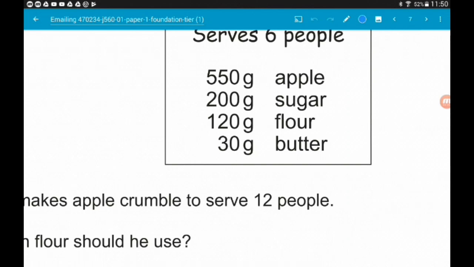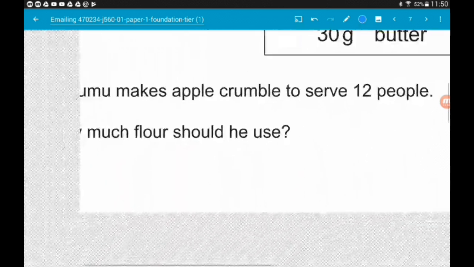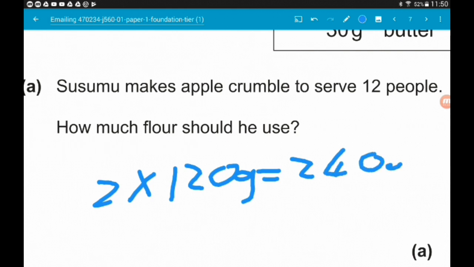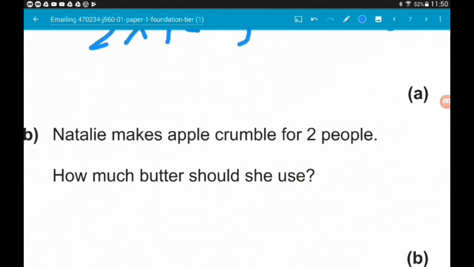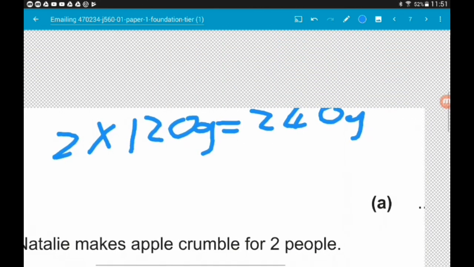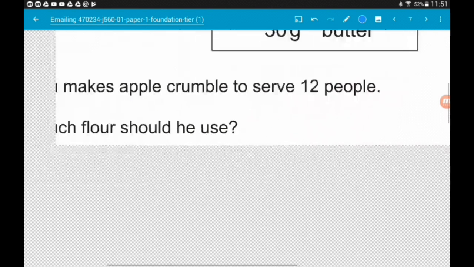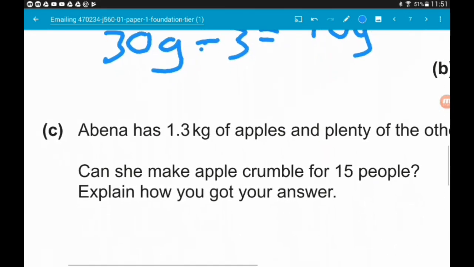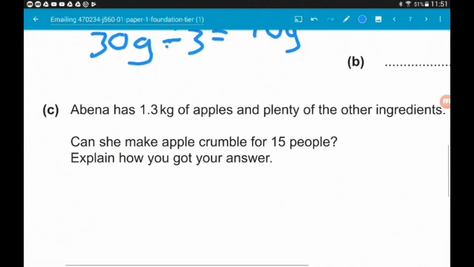So 12 people is going to be double this recipe because it's for 6 people. We want to know how much flour he should use. So we're going to do 2 times 120 grams, which is 240 grams. Good. Natalie makes apple crumble for 2 people. How much butter should she use? So this time we only want 2 people, so we're going to divide the recipe amount by 3. So 30 grams divided by 3 is 10 grams.